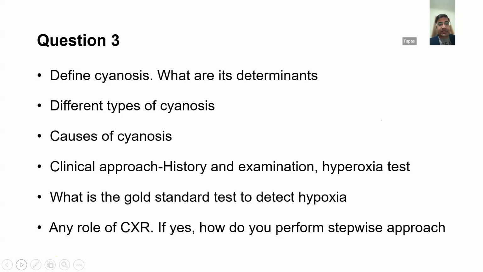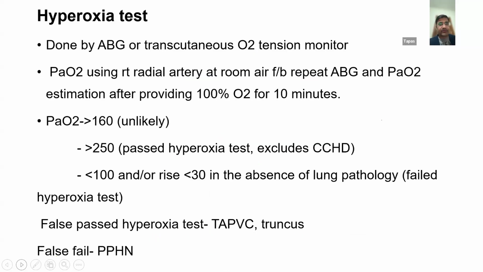Now coming to the most important test, that is hyperoxia test, which is not being done nowadays. So can anybody tell what is hyperoxia test and how it is being done? 100% oxygen for 10 minutes, okay, and you should see the PO2 in the right radial artery. So if the PO2 is more than 250, it has passed the hyperoxia test and it excludes critical congenital heart disease.